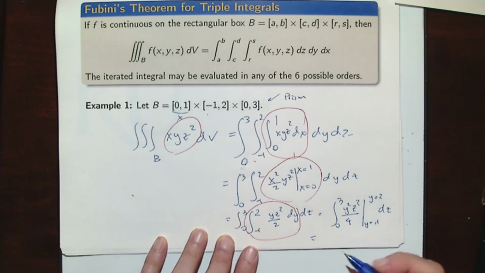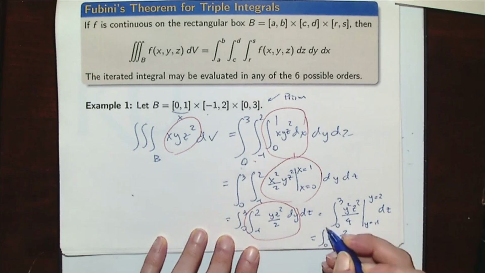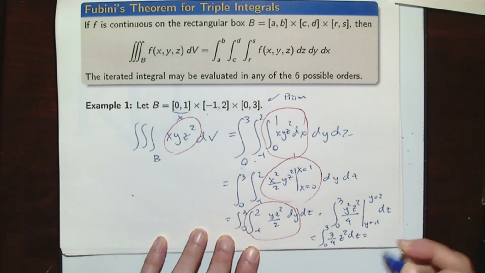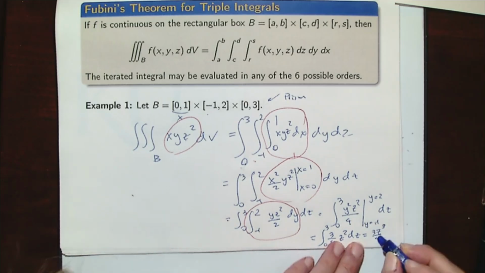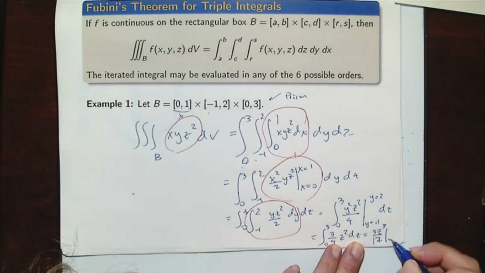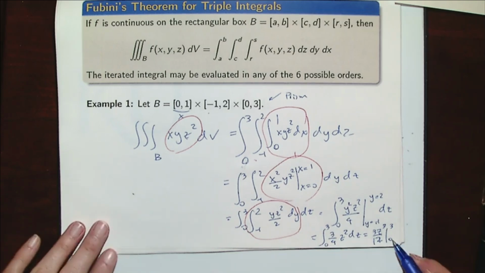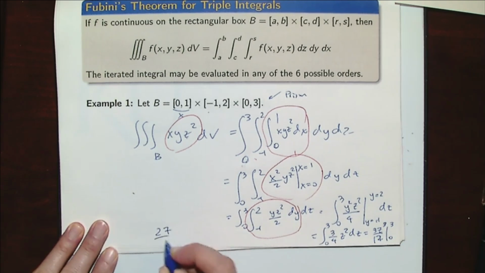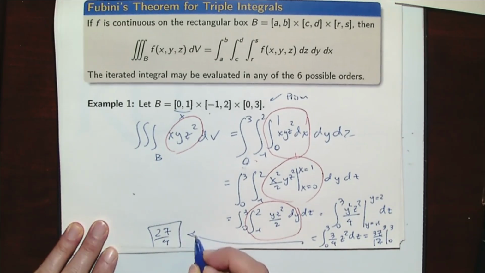So 4 minus 1 is 3, so 3/4 of z squared, integral 0 to 3 dz, and that is z cubed over 3. Am I doing this right? No, I'm not doing it right because then I have to divide by 3. So 3 over 12, 0 to 3 of z cubed. The 3 and 3 simplify, 4 remains, and 27 divided by 4 is the final answer.